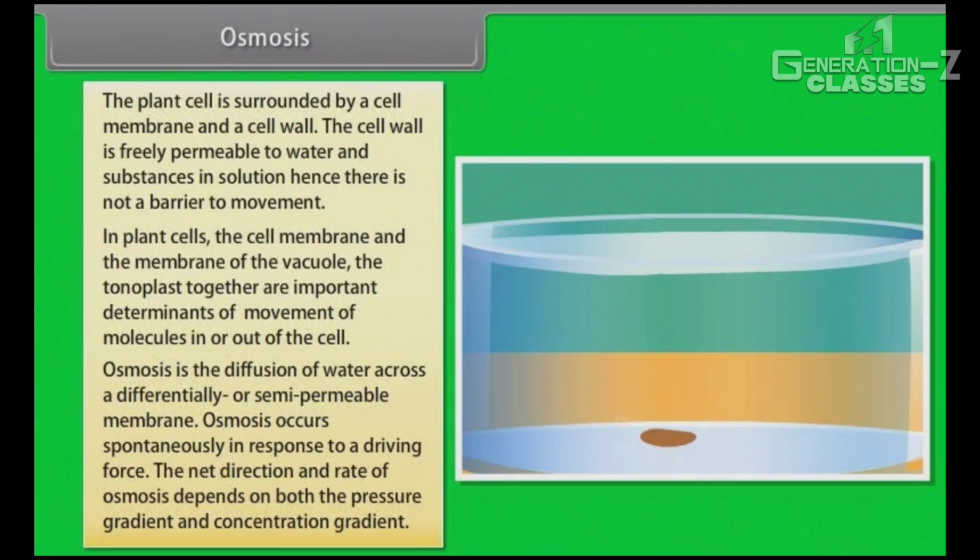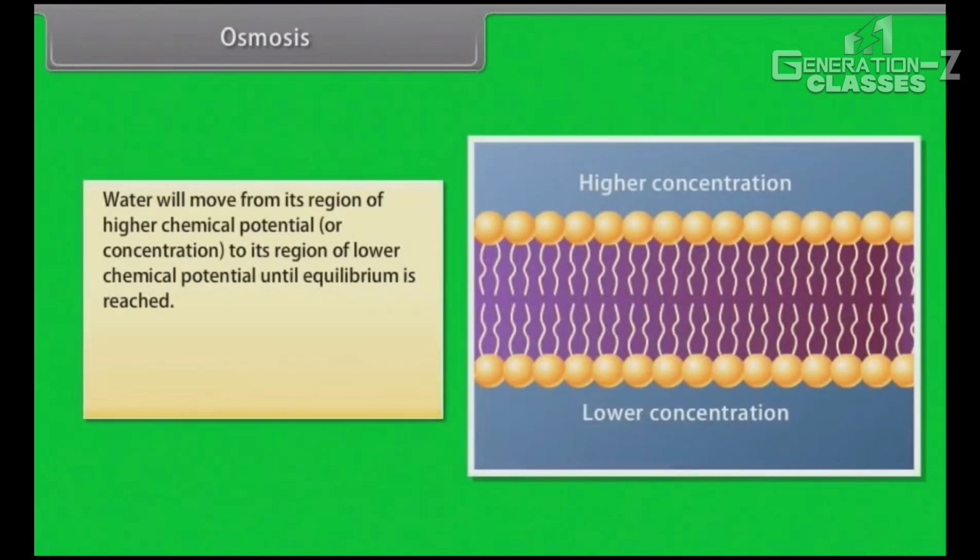Osmosis occurs spontaneously in response to a driving force. The net direction and rate of osmosis depends on both the pressure gradient and concentration gradient. Water will move from its region of higher chemical potential or concentration to its region of low chemical potential until equilibrium is reached. We can better understand it with the help of an experiment.